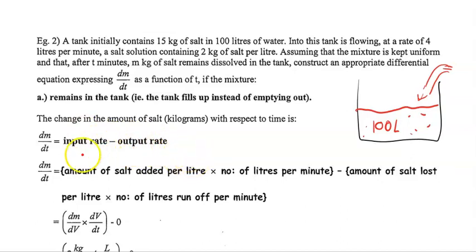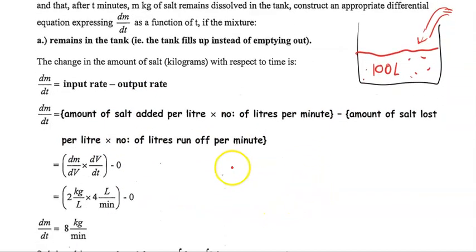So dm/dt is the amount of salt added per litre times the number of litres per minute. And then likewise the output rate will be the amount of salt lost per litre times the number of litres run off per minute. So if we were to write this out with dimensions, we'd have dm/dv times dv/dt. Notice that the dv's cancel and we're left with dm/dt. So the units are consistent.